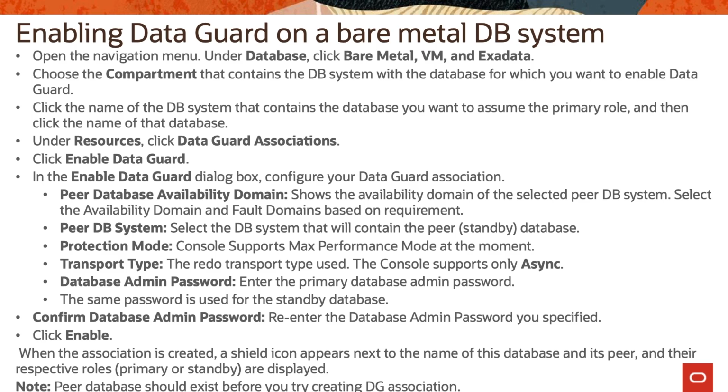So when the association is created, there will be a shield icon which will appear next to the database and its peer, and their respective roles will be displayed in the console. So the peer database should exist before you try creating a Data Guard association.